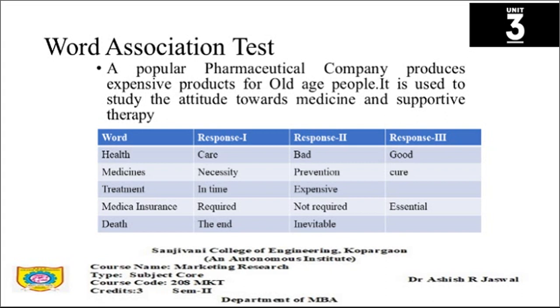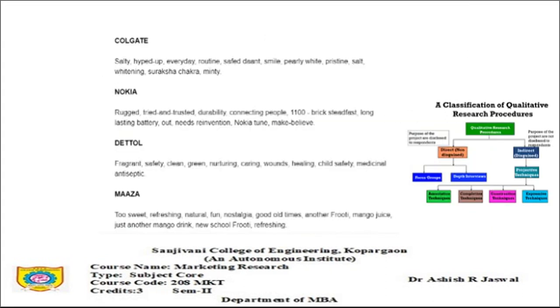We'll try to understand much better if you connect it to a brand. If you see an example and ask people, a word given is Colgate. There are different words which would get associated with the brand Colgate. It is salty, hyped up, everyday, routine, saved, smile, pearly white, pristine, salt, whitening, Suraksha Chakra, and minty. Let us take an example of the brand smartphone Nokia. Rugged, tried and trusted, durability, connecting people, 1100, long lasting battery, reinvention, Nokia tune, make believe.